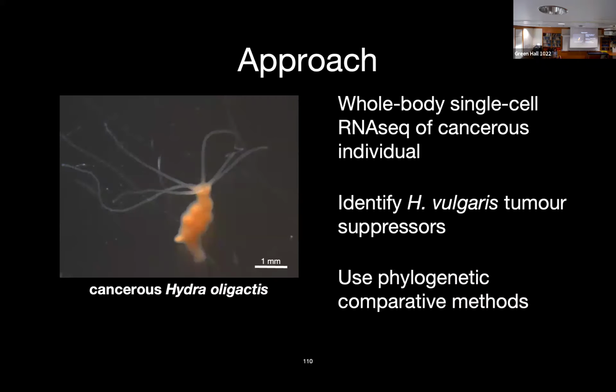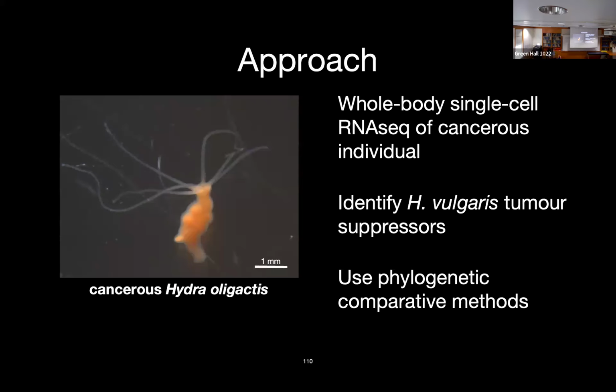So what I plan to do for my postdoc, among other things, is to perform whole body single-cell RNA-seq of cancer in oligactis. So I'll first compare this data set to Hydra vulgaris to try to figure out what makes Hydra vulgaris so immune to cancer. Maybe it has novel tumor suppressor approaches that would be of clinical value to humans. But in addition to that, I'll apply phylogenetic comparative methods using my cell phylogeny approach to directly study the evolution of cancer at the cellular level.